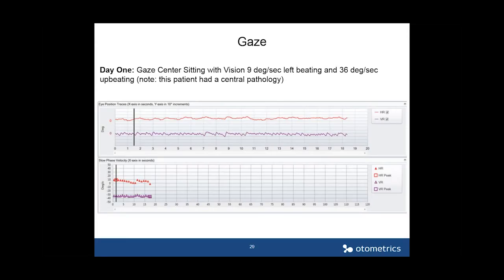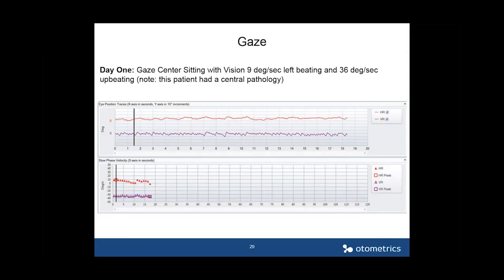This is actually an example from a colleague in the U.S. This patient had Wallenberg syndrome. This patient came into the emergency room, and this is their gaze center. This is day 1, sitting with vision. There was 9 degrees of left beating nystagmus and 36 degrees of up beating nystagmus.